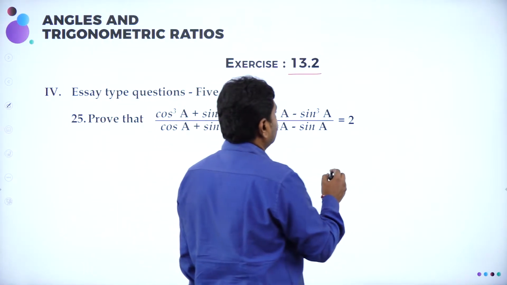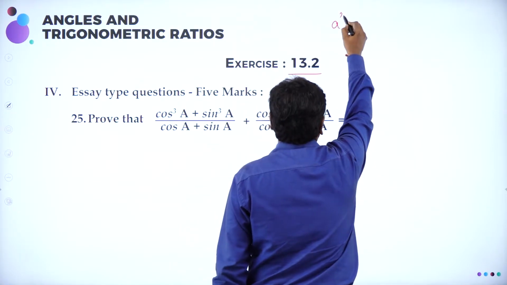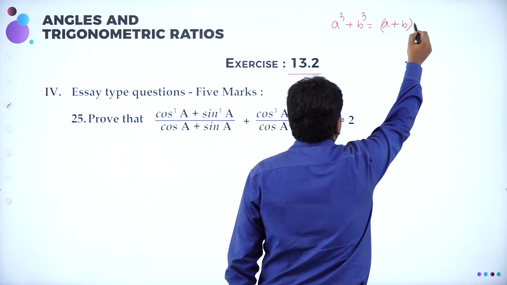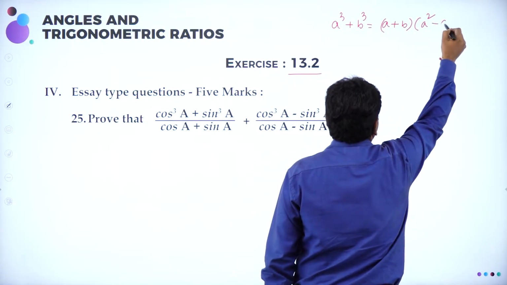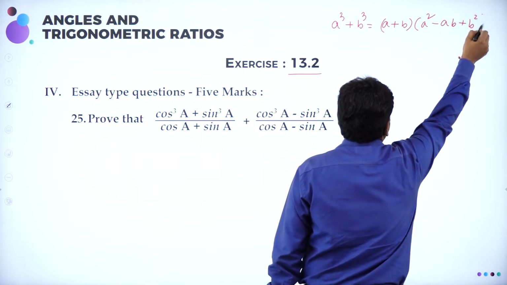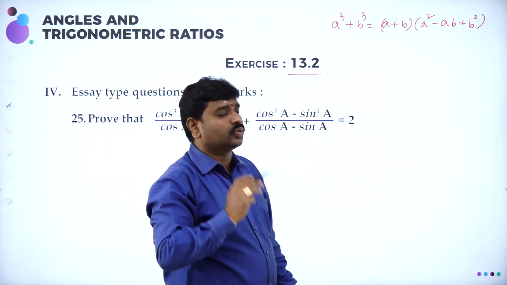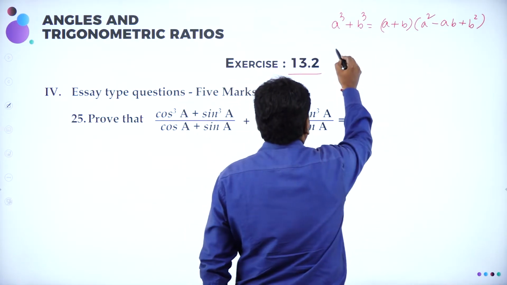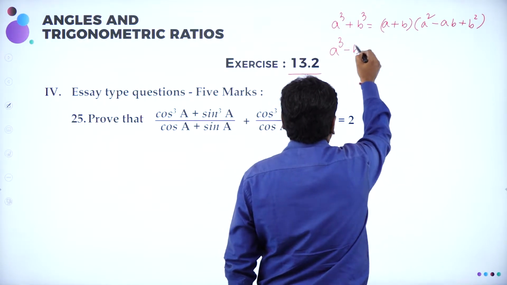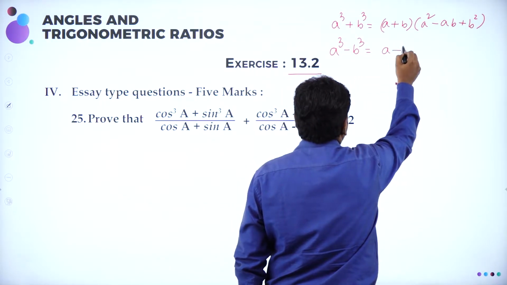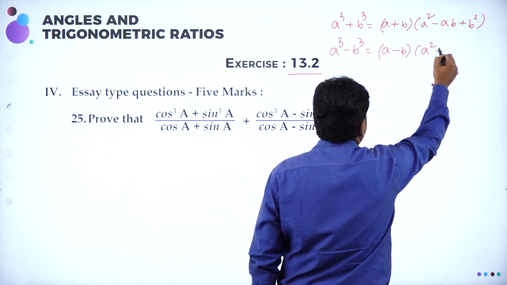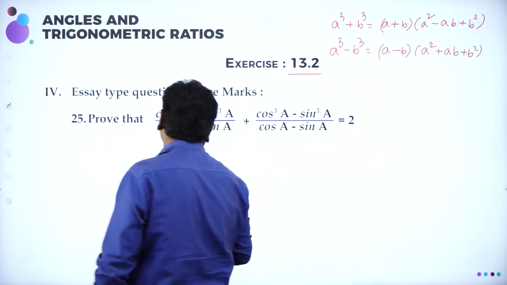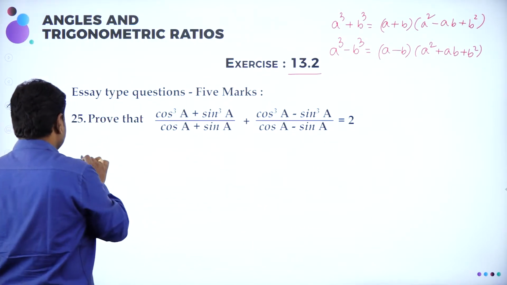Before that, first you should be thorough with the identity. What is a cube plus b cube? A cube plus b cube is a plus b into a square minus ab plus b square. Similarly, you should also know a cube minus b cube. What is a cube minus b cube? A minus b into a square plus ab plus b square. So now we'll take LHS, we'll arrive at what? RHS. So consider LHS.